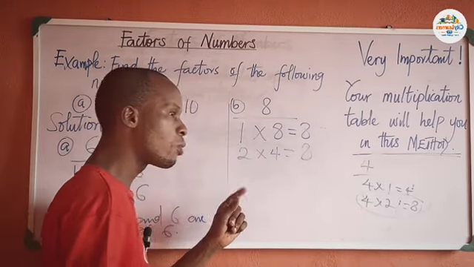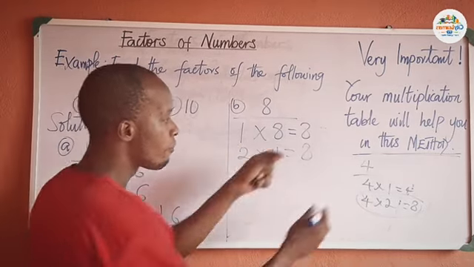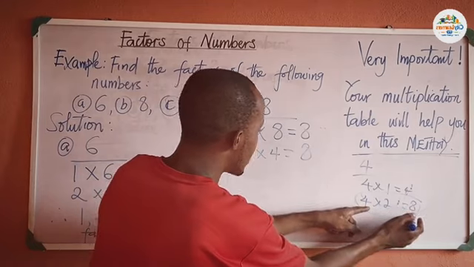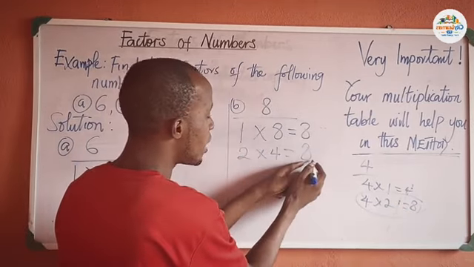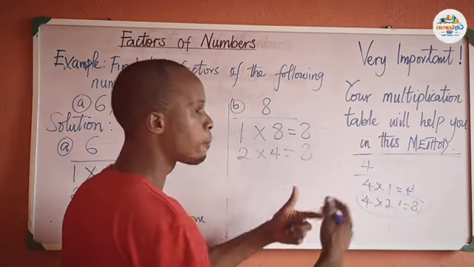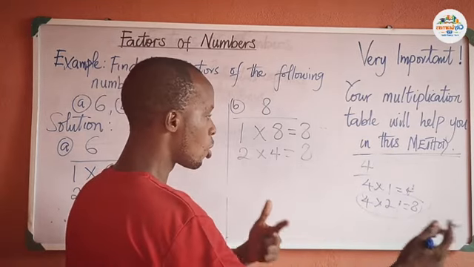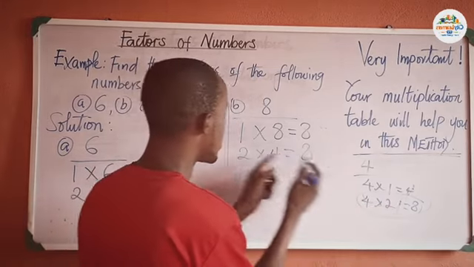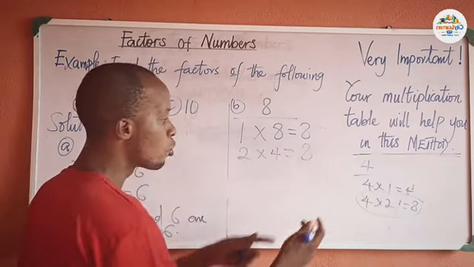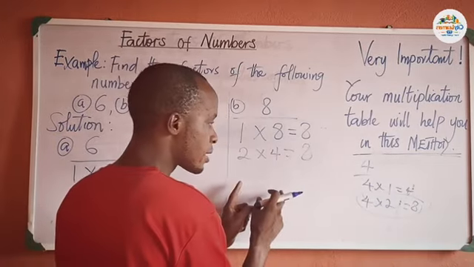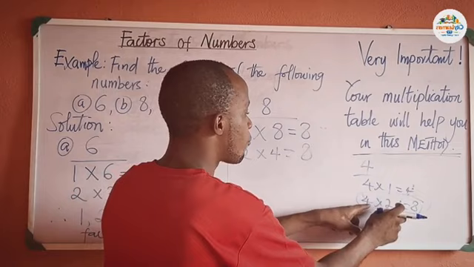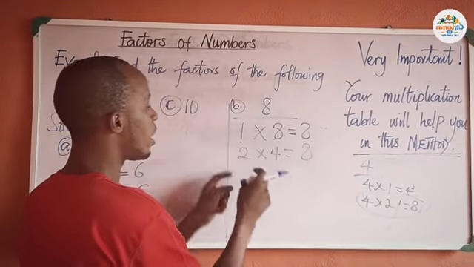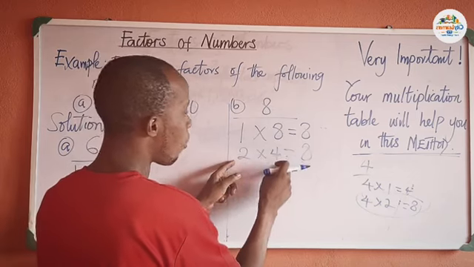But remember what I explained earlier. 4 times 2 is equal to 8, and 2 times 4 is equal to 8. The two numbers we are multiplying together are the same values. What do I mean by that? 4 is here, 4 is here. 2 is here, 2 is here. So you don't have to rewrite it. You don't have to bring 4 times 2 here, since you already have 2 times 4.